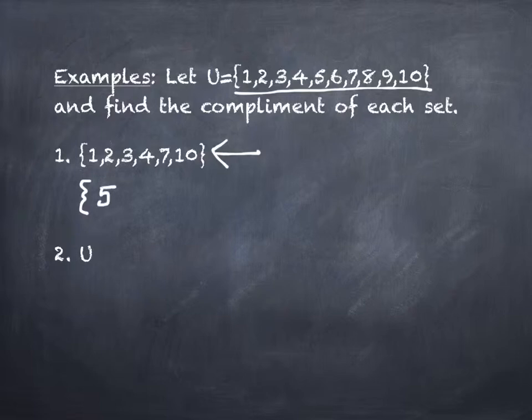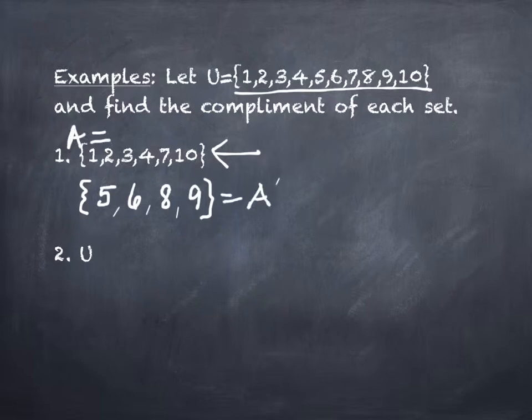So we have the number 5 that's missing. And if we keep going, it looks like 6 is also missing. I have 7, but 8 is missing, and so is 9. So this would be the complement of this set. In other words, if we called this first set A, this would be A complement.